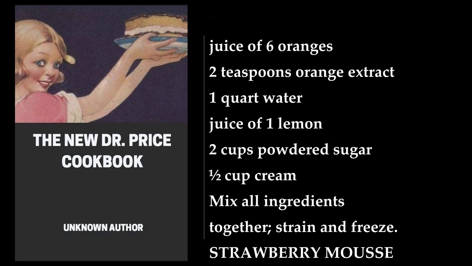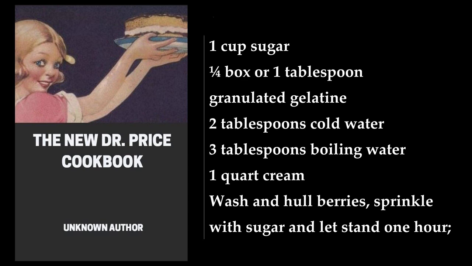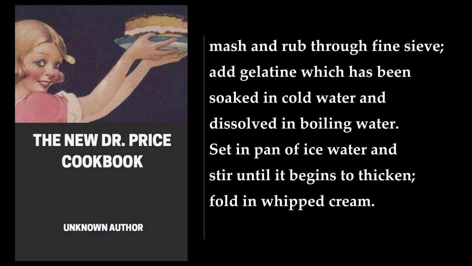Strawberry mousse. 1 quart strawberries. 1 cup sugar. 1/4 box or 1 tablespoon granulated gelatin. 2 tablespoons cold water. 3 tablespoons boiling water. 1 quart cream. Wash and hull berries, sprinkle with sugar and let stand 1 hour. Mash and rub through fine sieve.